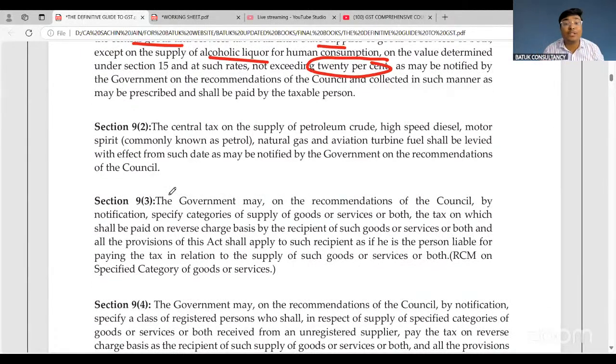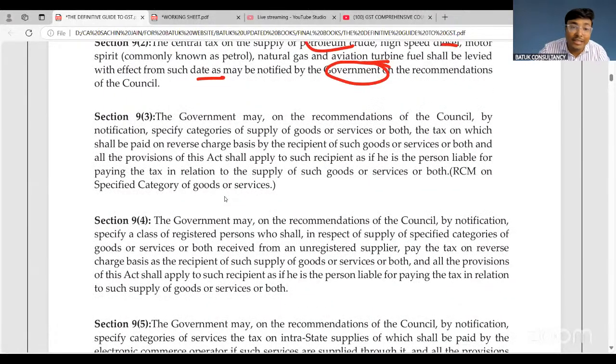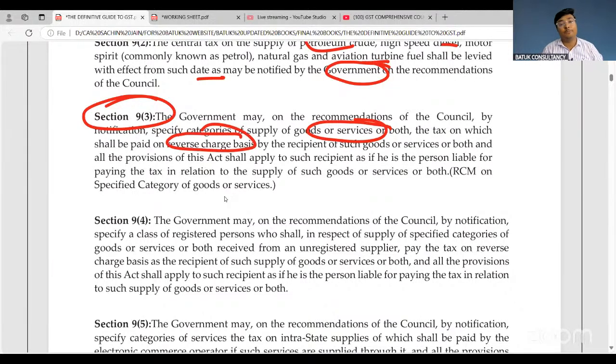Section number 9 subsection 2 says that the central tax on supply of petroleum crude, high speed diesel, motor spirit, natural gas, aviation turbine fuel shall be levied with effect from such date as may be notified by the government on the recommendation of GST Council. Section number 9 subsection 3 says that, sir, GST will be applicable on the goods and services under reverse charge basis which has been specified.